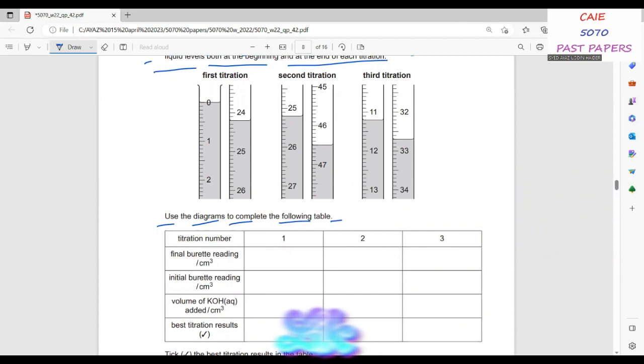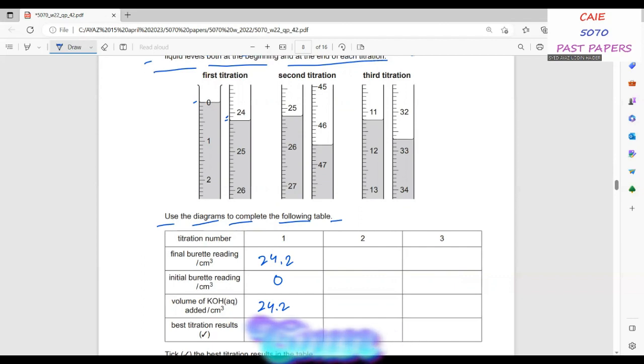So for number one, we have the final burette reading. If you look at this, it is 24.2 centimeter cube. What about the initial reading? It's zero, so you'll write zero here. The volume added will be 24.2 because final minus initial will give you 24.2.